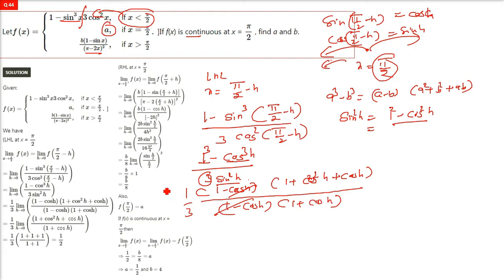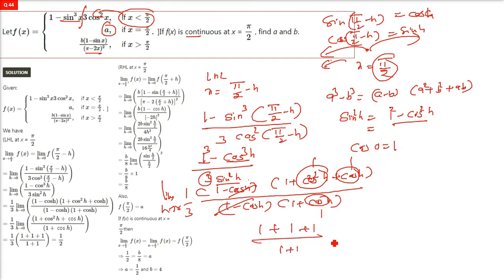Now let us apply a limit. Please remember, cos 0 is 1. Sin 0 is 0. But cos 0 is 1. So this is 1 plus 1 plus 1. And denominator we have 1 plus 1. So 1 plus 1 plus 1 divided by 1 plus 1 it is. Okay. So 1 by 3 was already there. So 3 by 2 into 1 by 3, 3 gets cancelled, you get half. Now this is half, this left hand limit. Please remember it because we are going to use it.